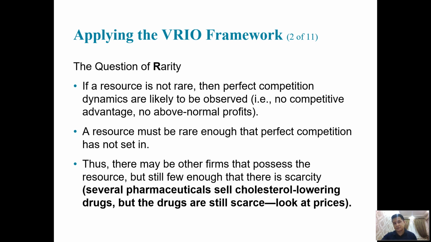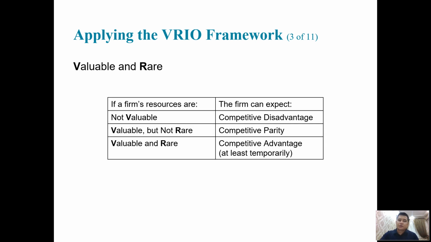Look at the prices, right? In reality, you can check the prices. So in here, we talk about valuable and rare. If a firm's resources are not valuable, then the firm can expect competitive disadvantage. If a firm's resources are valuable but not rare, that's a competitive parity. If a firm's resources are valuable and rare, then the firm can expect competitive advantage, at least temporarily.